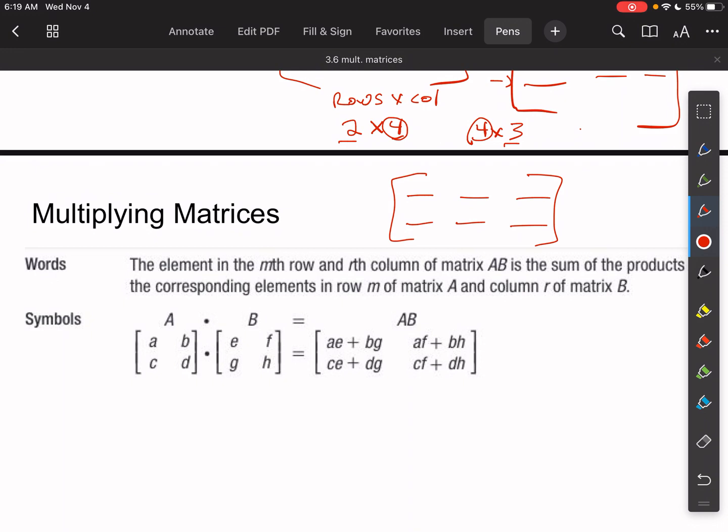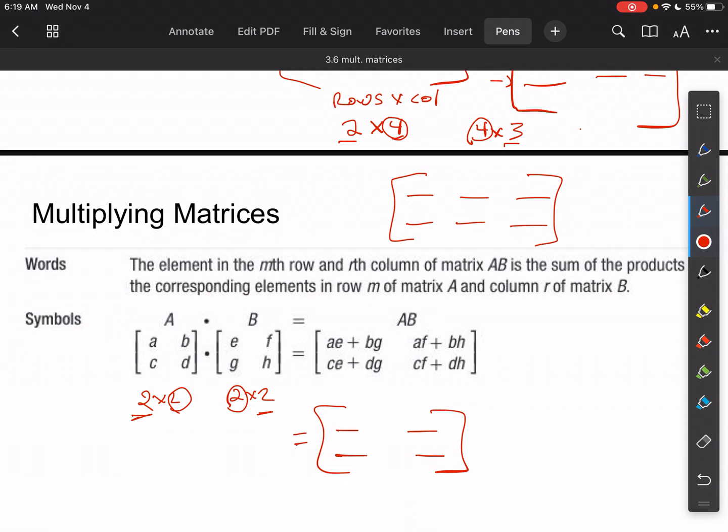So here we have a 2 by 2 matrix and a 2 by 2 matrix. The 2 and the 2 match up, so we're going to be left with a 2 by 2 product. All right, so first of all, that's what I do. Second, this is just showing you the process. How I come up with my new matrix, or my solution here, is simply this.